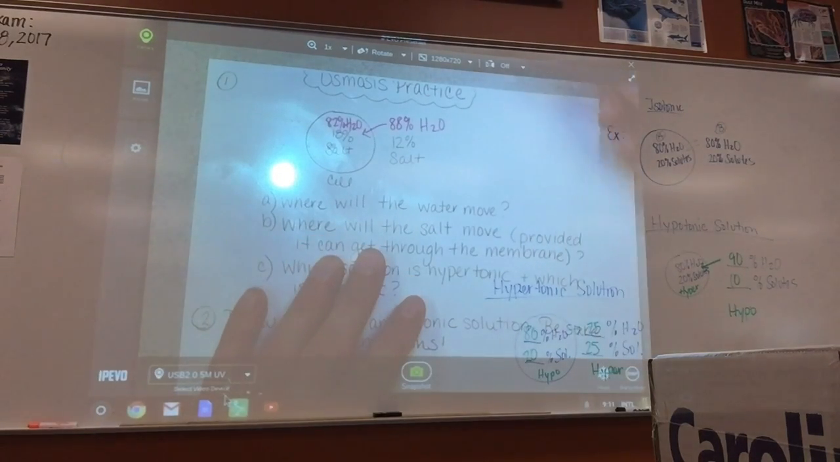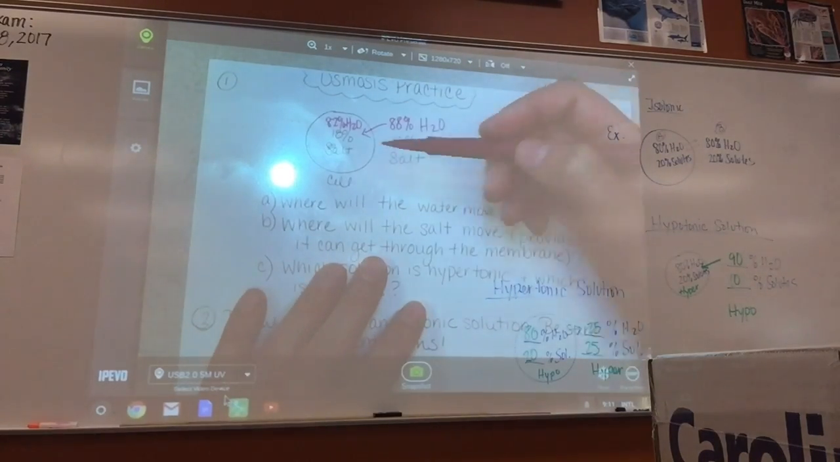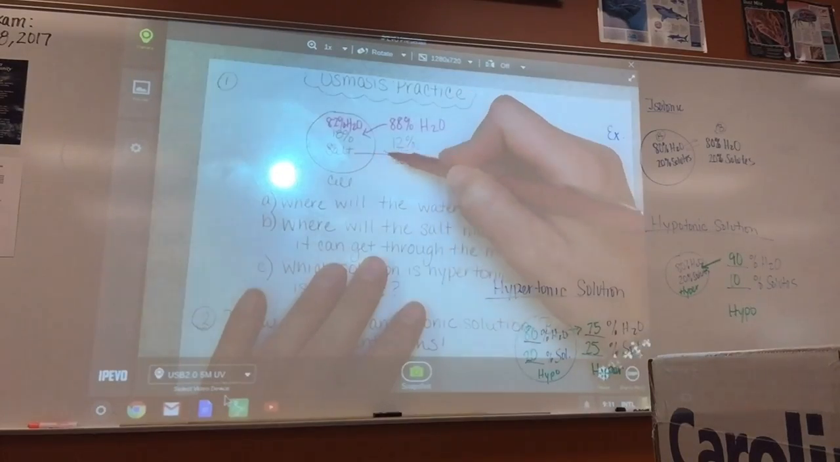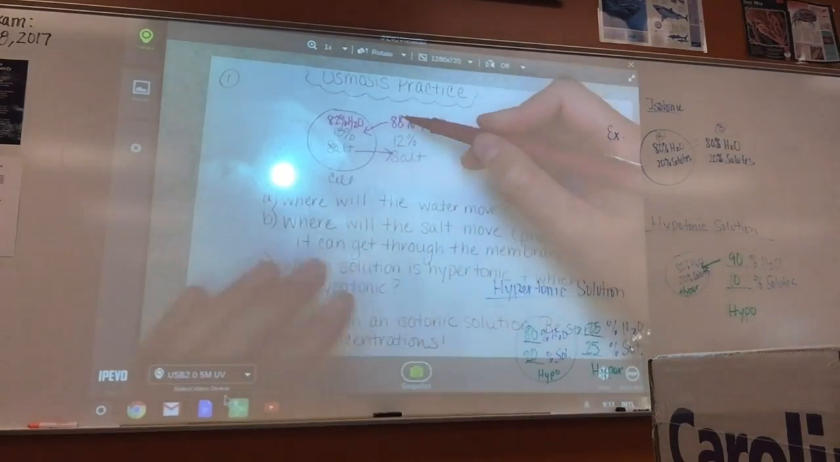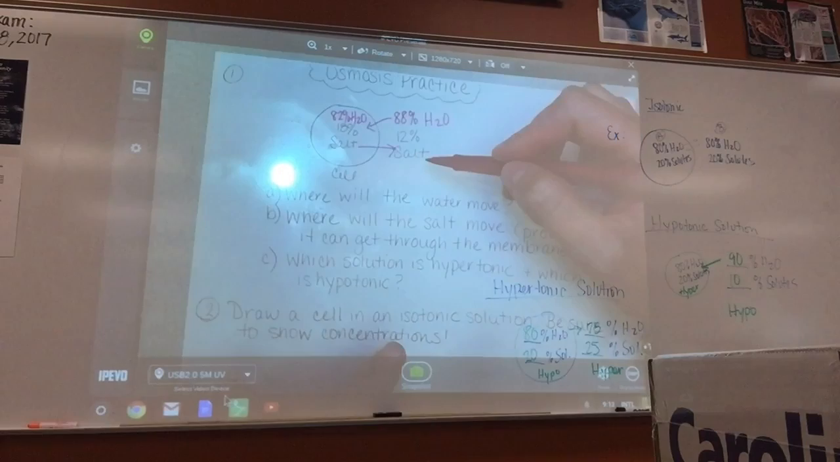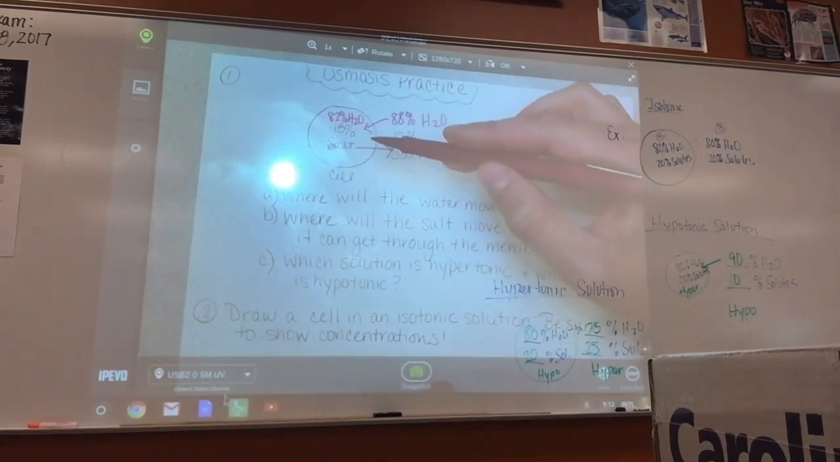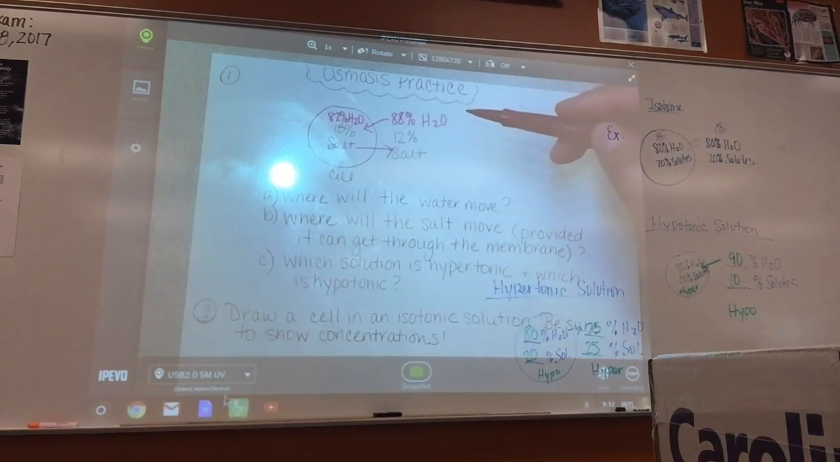So then B, where will the salt move? So salt, provided it can get through the membrane, would also move from high to low concentration. So salt would move out of the cell. And they would continue to do that until equilibrium was reached, and then they would go into and out of the cell at equal rates.